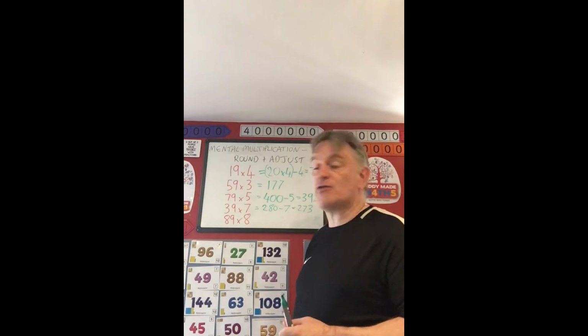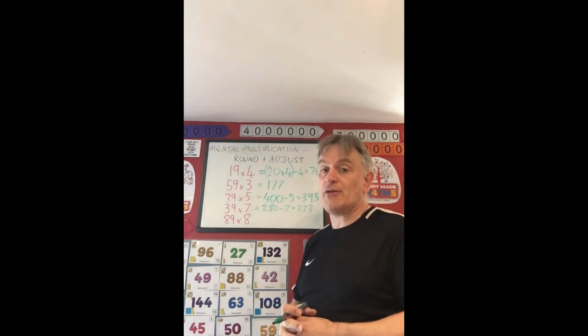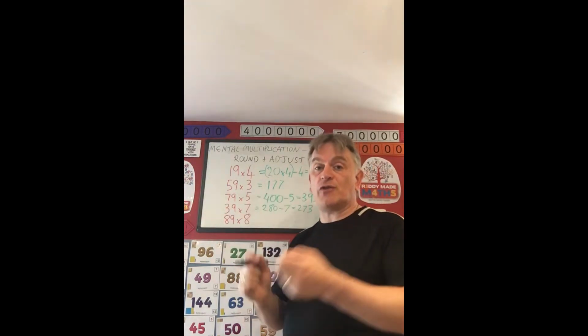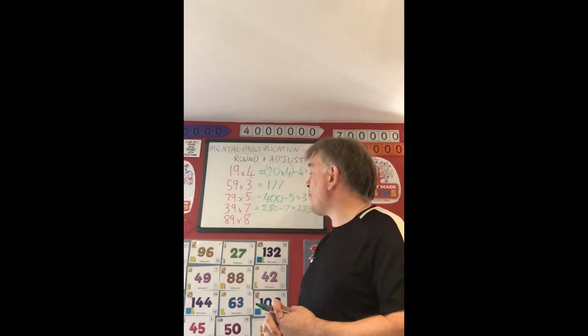7 times 30 is 210. 7 times 9 is 63. 210 and 63 is 273. So if you want to take your children to more depth, obviously do the round and adjust as the quick strategy. Double check it and jot down the partition as well.